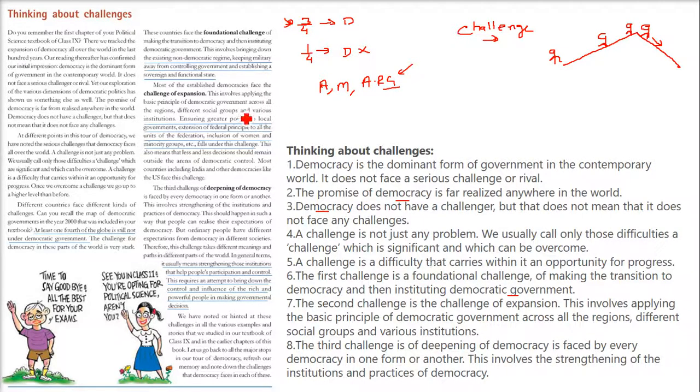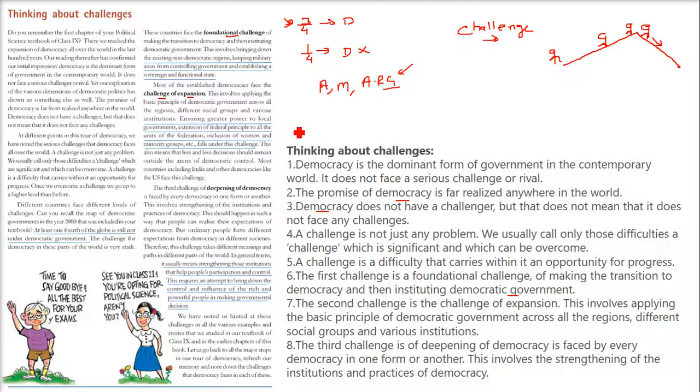That is, the existing non-democratic regime, we need to bring them down, or keeping military away from controlling the government, that we have to stop, and establishing a sovereign and functional state. This is what we are interested in. The second is, this was the foundational challenge. The second is the challenge of expansion. This is the second challenge, that is the expansion.